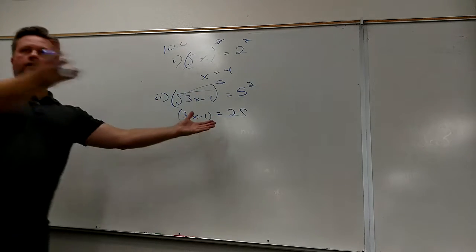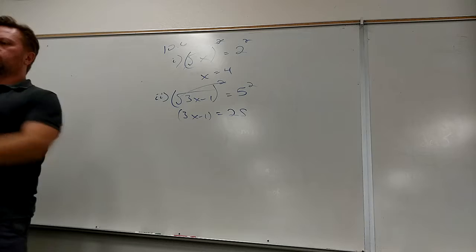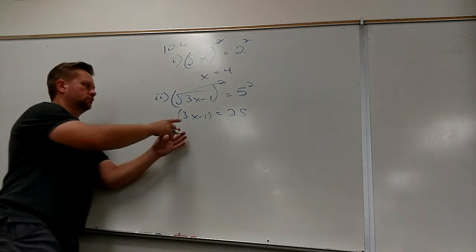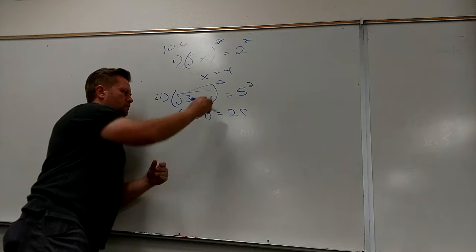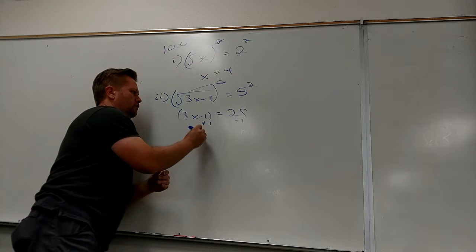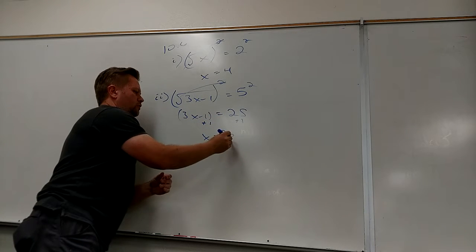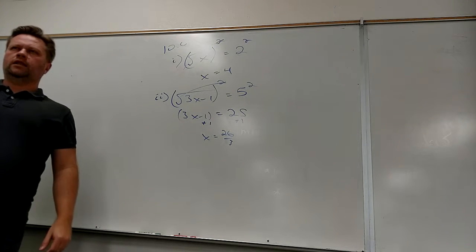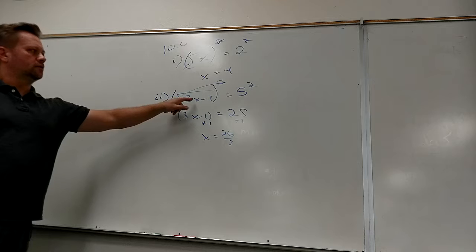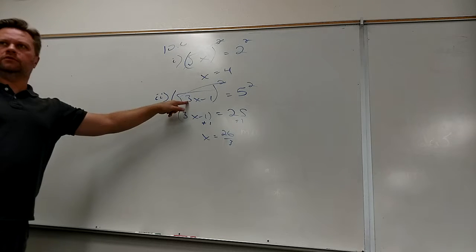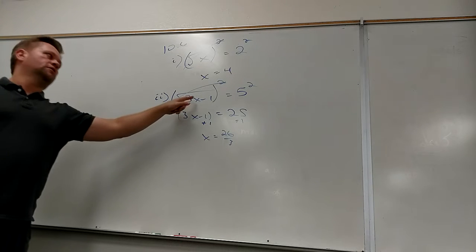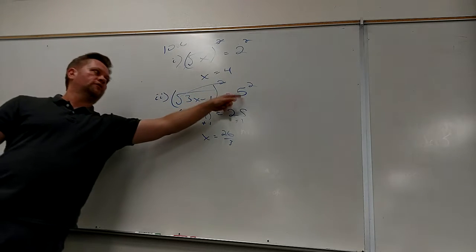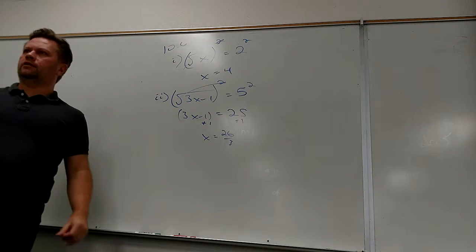And now you've got a really simple equation, hopefully. All right, what do you do? Add 1. Divide by 3. You get 26 over 3. I like it. If you check it, 26 over 3 times 3 is 26, minus 1 is 25. What's the square root of 25? 5. All right, so that's what I had in the first place.